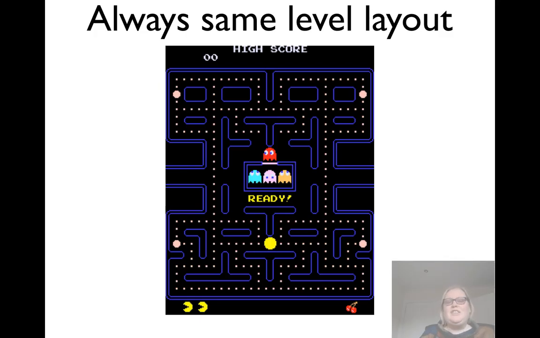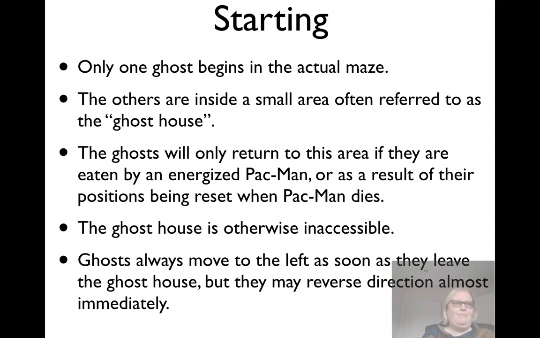Okay, so how does this actually work? Well, the first thing to note is every single level in Pac-Man has exactly the same layout. You always start with the same maze, for want of a better word. Also note that only one ghost starts in the actual maze, the red one, called Blinky. The others are inside a small area in the middle, which is often referred to as the ghost house.